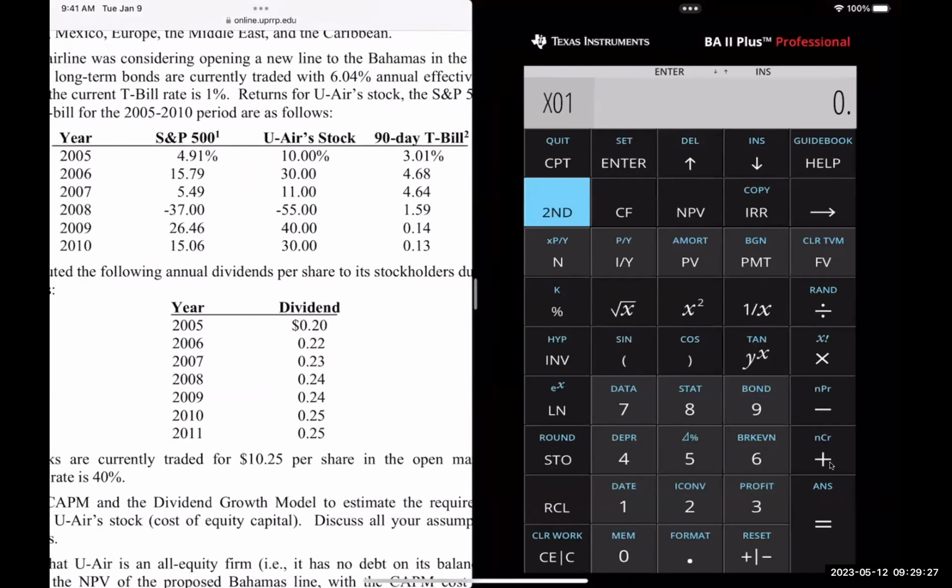I'm gonna do it too. I enter as X the market returns, and as Y, enter the stock returns.